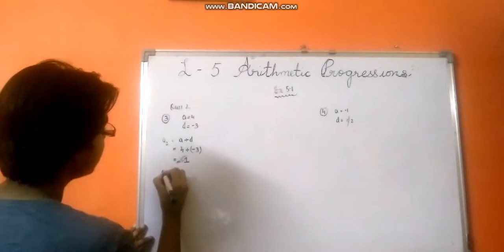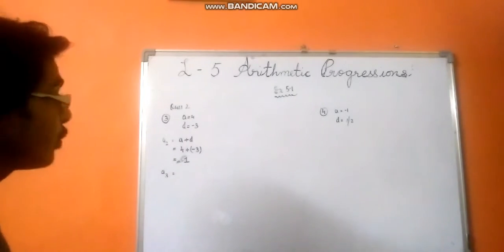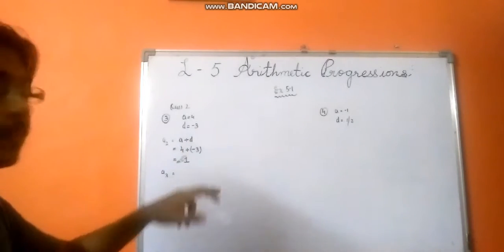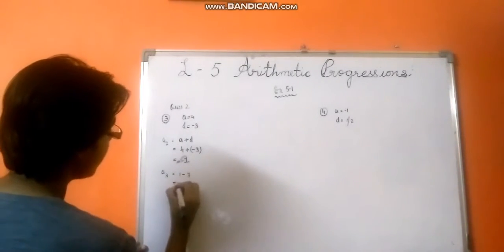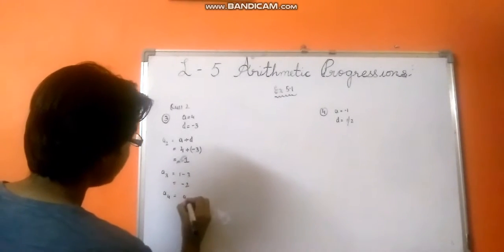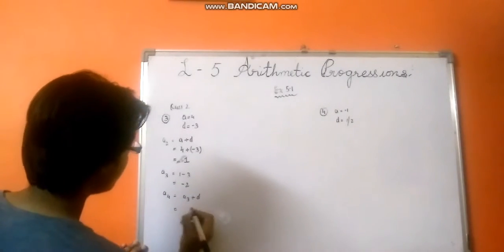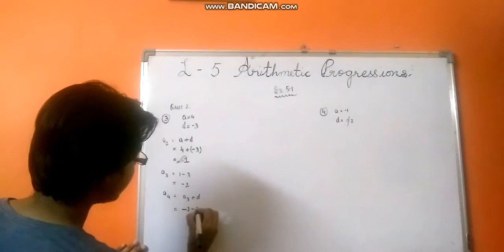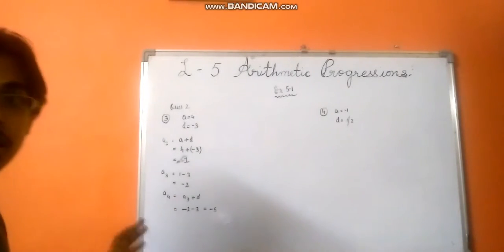Now let us look at the third term. We know that we have to add the common difference. The common difference is minus 3 and the previous term is 1. So 1 minus 3 is equal to minus 2. Then a4, how will we find it? a3, which is the previous term, plus the common difference, which is minus 2 minus 3, which is equal to minus 5. Getting it right?